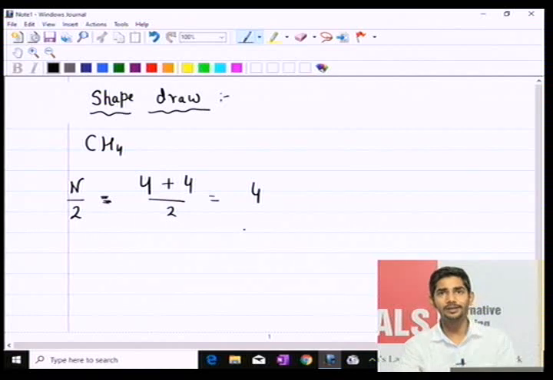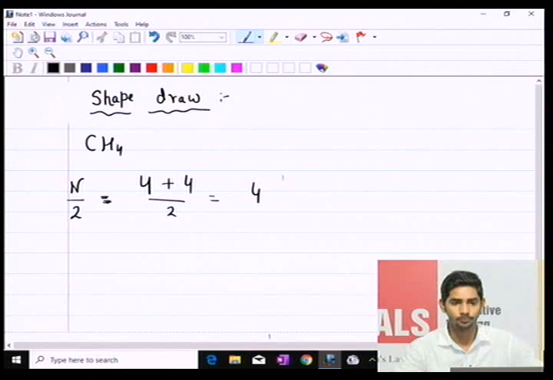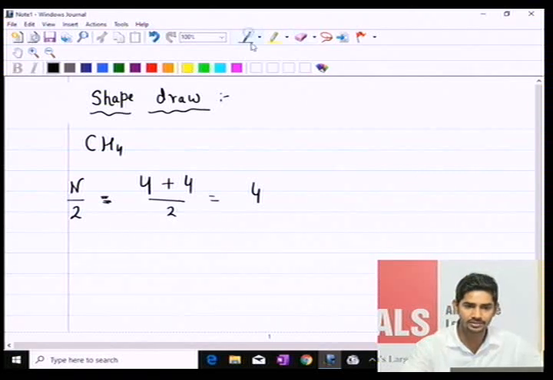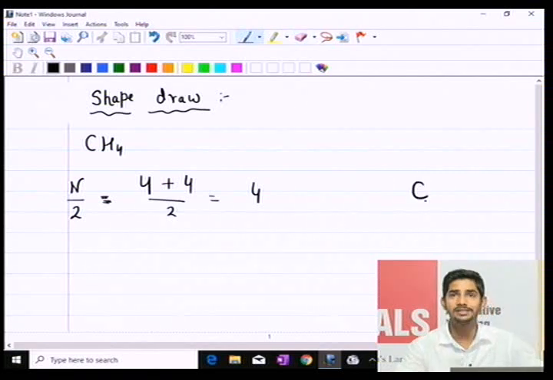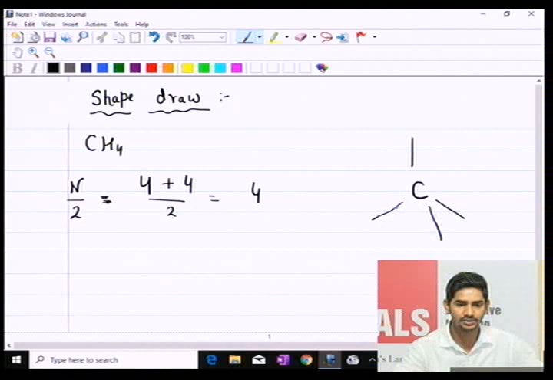So guys, in the table you just have to refer and check how we can arrange the atoms when n by 2 is equal to 4. You can refer to your table. Here I am drawing it for you. So just look at this. Carbon will be placed at the center. Then we have to make 4 bonds like this. This is our first case, that we have to make the 4 bonds.